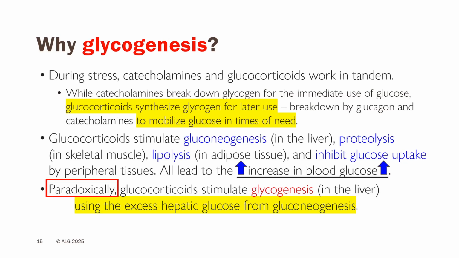So by using excess hepatic glucose from gluconeogenesis, cortisol stimulates the synthesis of glycogen to set aside glucose, which will be subject to breakdown by glucagon and catecholamines in times of need. This goes to show that our bodies are capable of preparing for future needs even under stressful conditions.